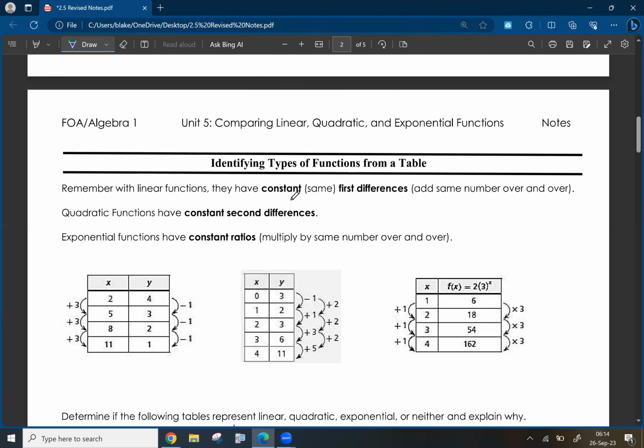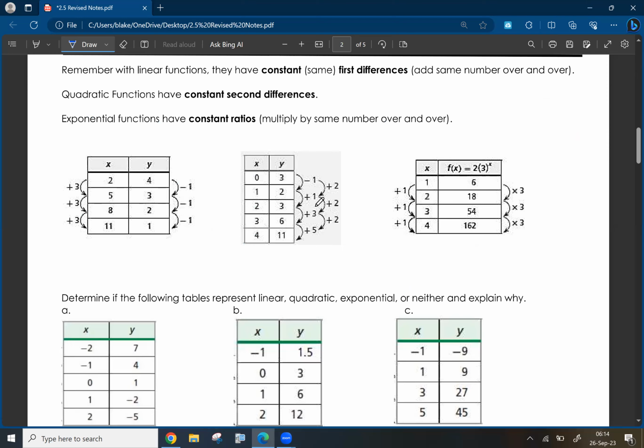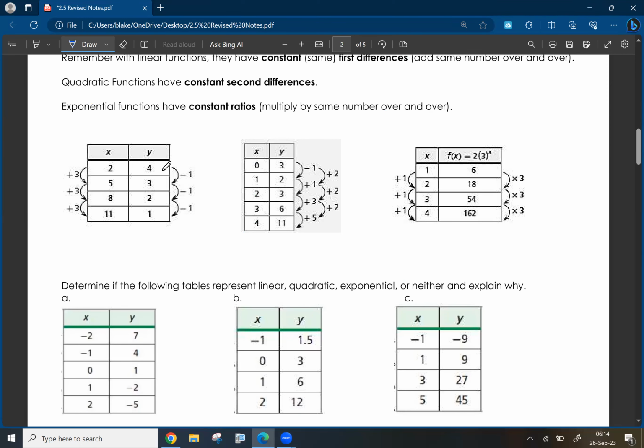All right, now we're moving on to the tables. So here's how you can tell the tables apart. If the y values have a constant change, like you're subtracting 1 every time, or maybe you're adding 1 every time, but if it's adding or subtracting the same amount, it's going to be linear. Now, the quadratic is interesting. The quadratic has a common second difference.